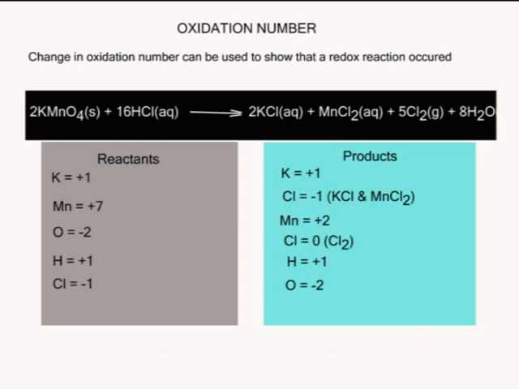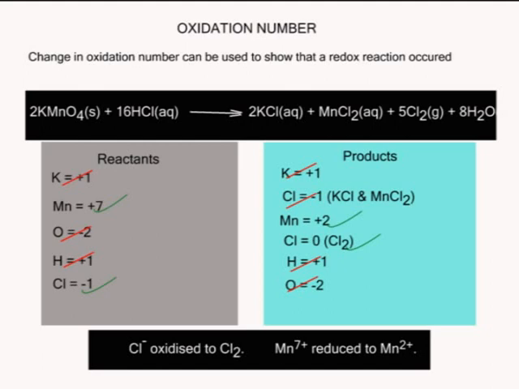Potassium has remained +1 both in the products as it was in the reactants. Manganese changed from +7 to +2 in manganese 2 chloride. Oxygen remained the same, -2. Hydrogen again no change, it remained +1. Chlorine changed from -1 in hydrochloric acid to 0 in chlorine gas. Now, if you look at that, you realize manganese 7 is reduced to manganese 2, and chloride ions were oxidized to chlorine gas. Now, you can see there is full evidence of a redox reaction. There was reduction of manganese 7 to manganese 2 and oxidation of chloride ions to chlorine gas. Now that is a redox reaction.